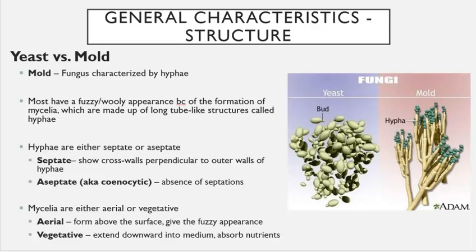Aerial, we've already mentioned, is from above the surface, giving it a fuzzy appearance. Remember, that's like the plant growing up from the soil. Imagine a tree coming up from the soil, so it's projected upward. Vegetative would be extended downward into the medium to absorb a nutrient. So think of like roots going down into the soil.